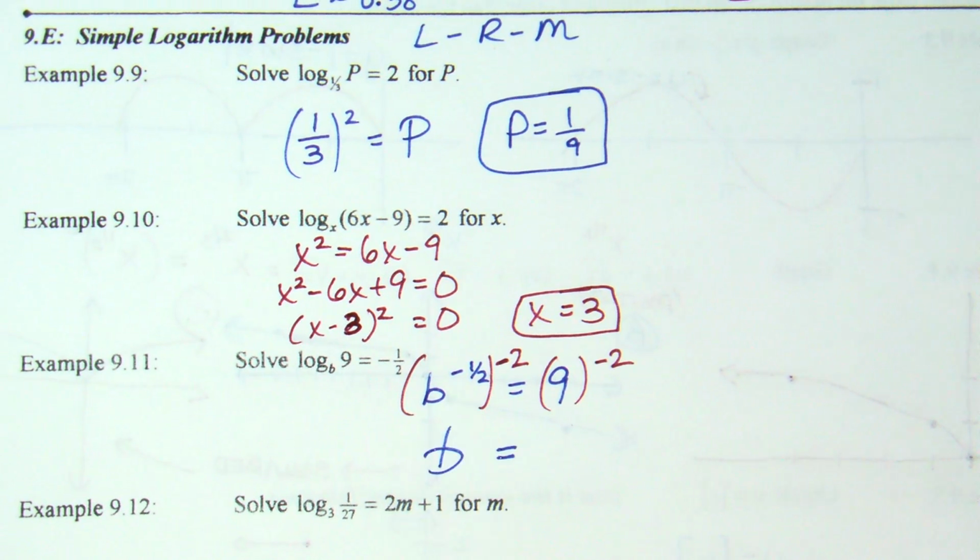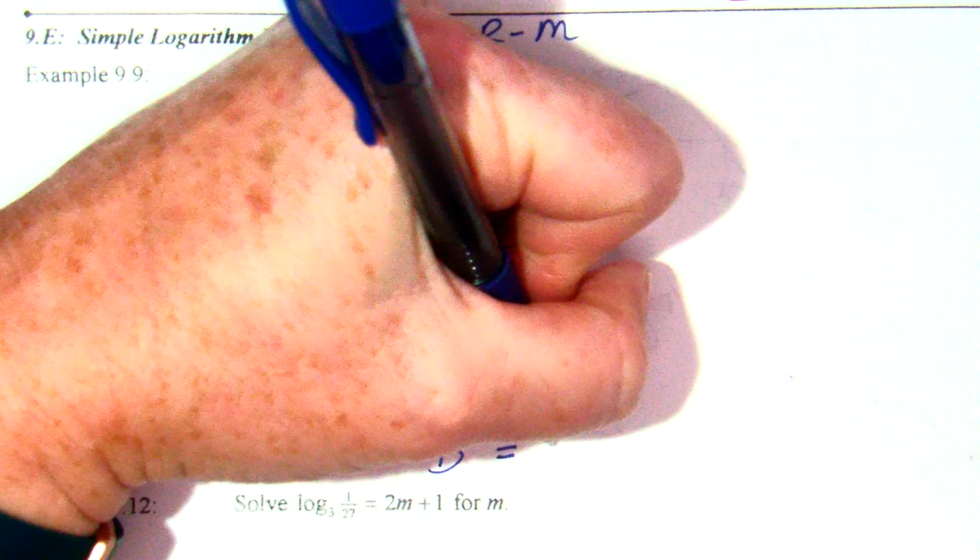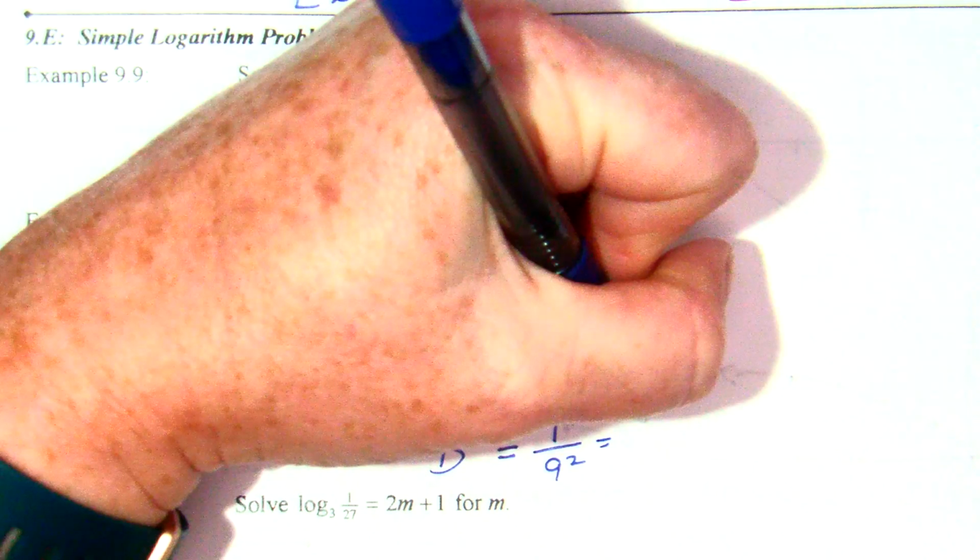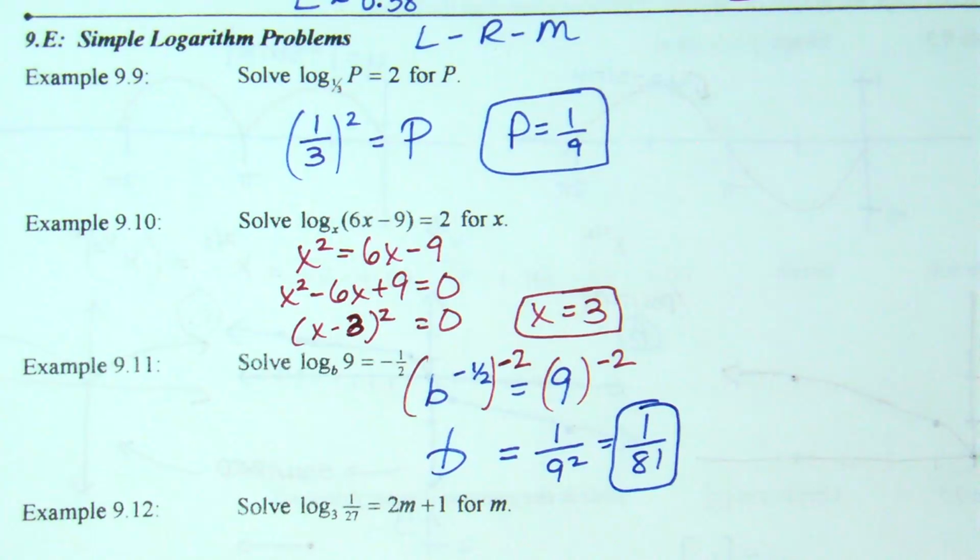9 to the negative 2. What's the negative tell me to do? Take it to the denominator. So 1 over 9 squared, which is 1 over 81. I think Daryl had already said 1 over 81. Maybe you haven't thought that way before, but I don't think of that as horribly difficult. We do other stuff that's much more difficult than that.